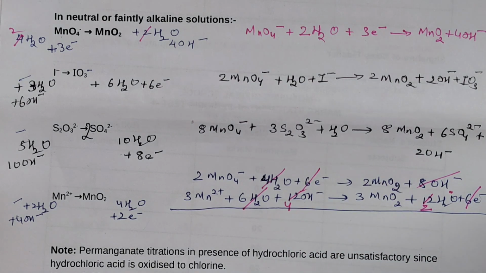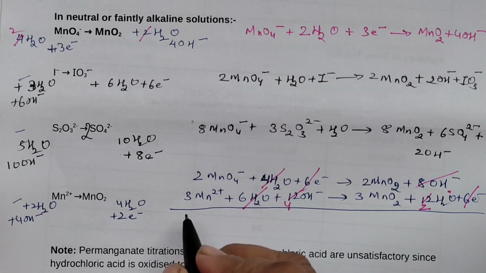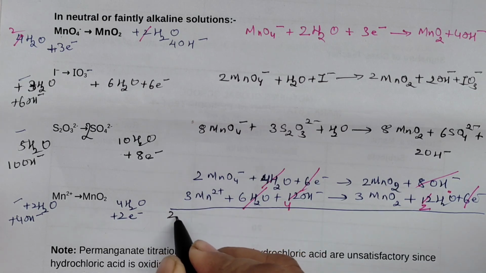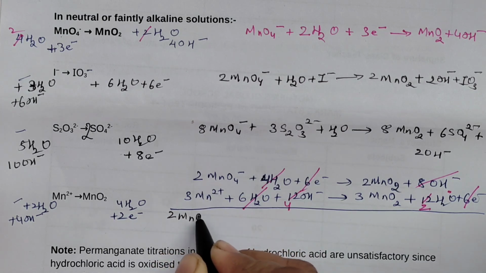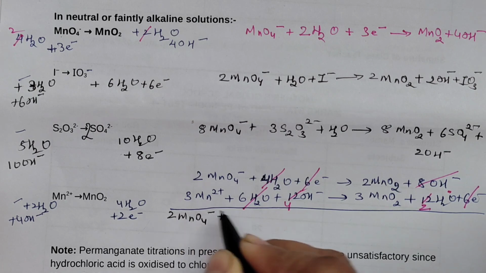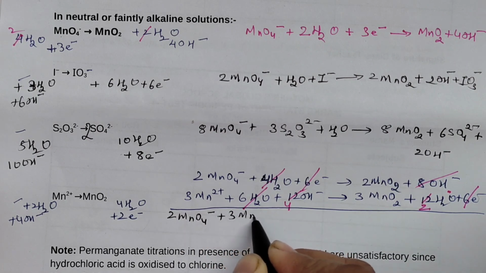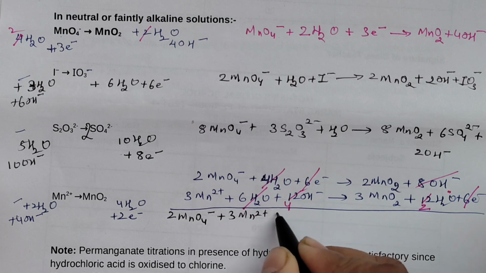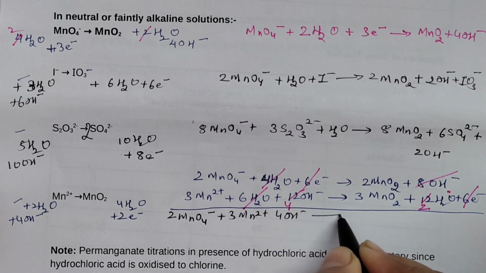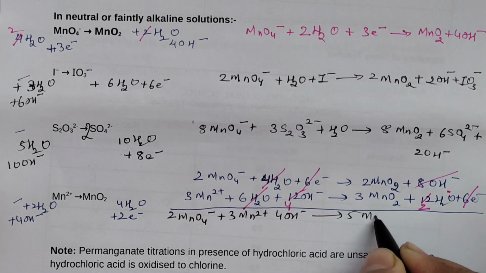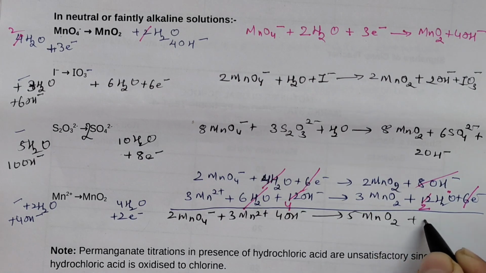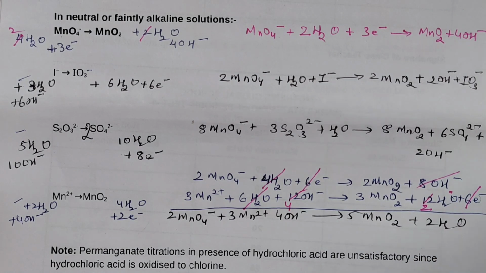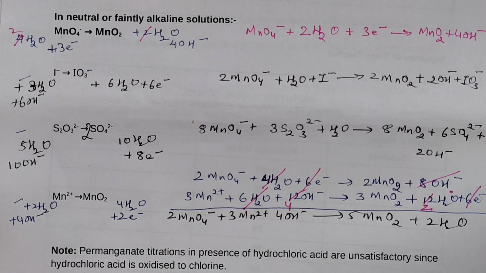Then I'll tell you the important point. Yes. This is 2 MnO4 minus. Then I'm left with 3 Mn2 plus. Then I'm left with 4 OH minus and 5 MnO2 and 2 H2O. I'm left over with this. Right. So this is your equation which you are getting by the normal balancing.